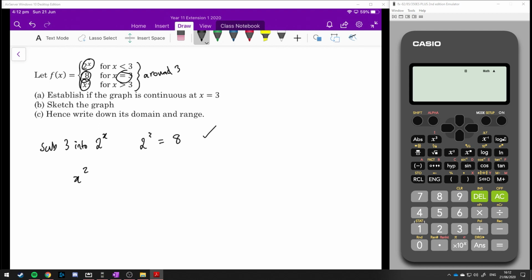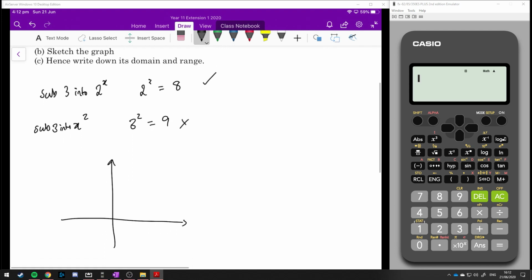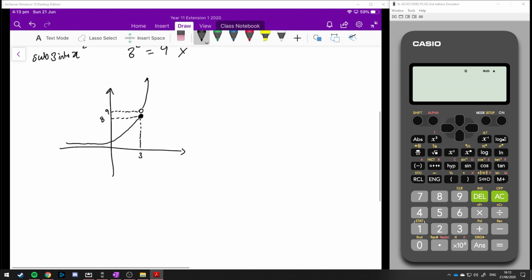And then we substitute it into x squared. So that is sub 3 into x squared, which means we have 3 squared, which is equal to 9. So that means it's not continuous. When we sketch this, just a quick sketch down here, our function is 2 to the power of x. It goes like this, and when it gets to 3, this should be at 8. Then our other function takes over at 9 and continues going like that. So there's a little jump between the two where the function swaps over and keeps going in a different style. There's a break here, so we won't be able to draw a tangent at that point. With that being said, let's finish off by writing down what the domain and the range are.